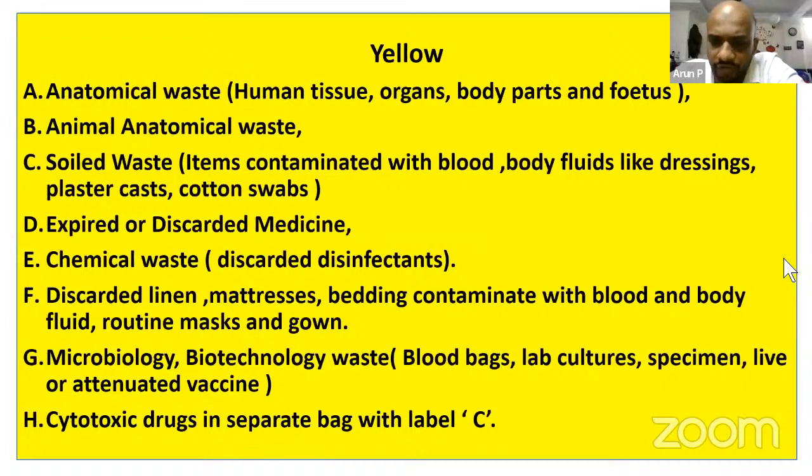Third is soiled waste. It is not solid waste, it is soiled waste. Soiled means contaminated with any fluid. So items contaminated with blood or body fluid, like cotton swabs, plaster casts, gauze pieces, and all the dressings. Those are all soiled waste, and they go into the yellow category. Then you have expired or discarded medicine, including antibiotics.